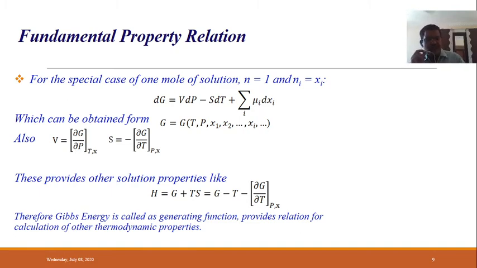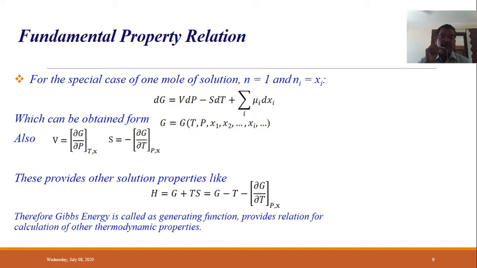So here we are calling Gibbs energy a canonical function, because it is also called a generating function. Why is that? Because once we define this Gibbs energy, we can calculate different thermodynamic properties which are in relation with Gibbs energy. So a simple example is provided here.